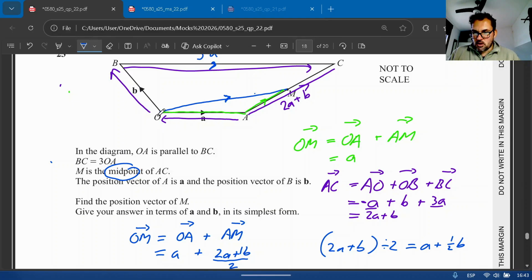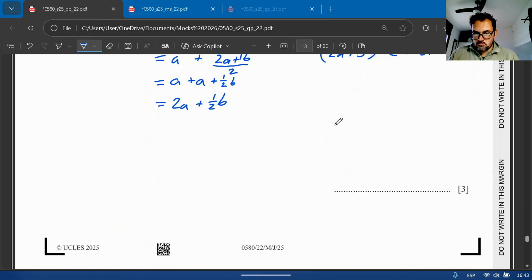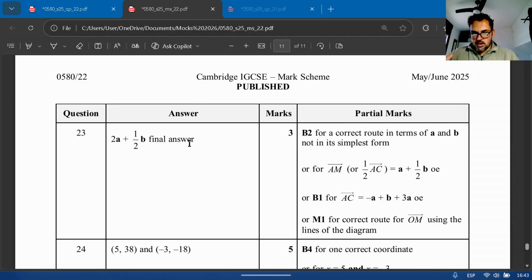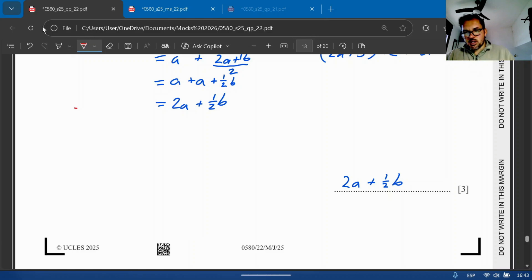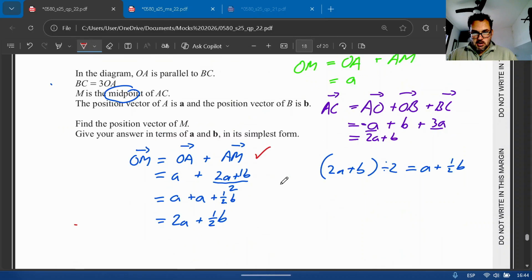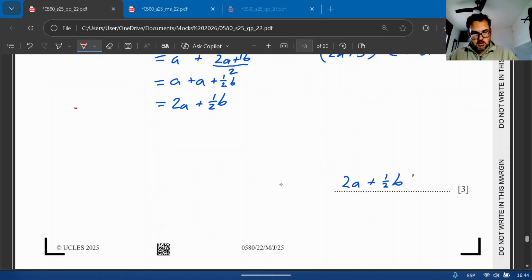Meaning another way to get from A is going A, another A, and then half a B up. Sounds like it could be possible. 2A plus half B. Let's see what the mark scheme says. 2A plus half B, final answer. I'm sure if you wrote 0.5 it would be fine. Right, so the thing is, you can get a mark for just writing this. So even if you don't know what to do, you're confused, you write that, you get a mark for it. Get a mark for this, 2A plus B, and then a mark for that.